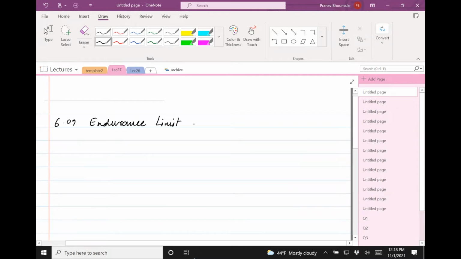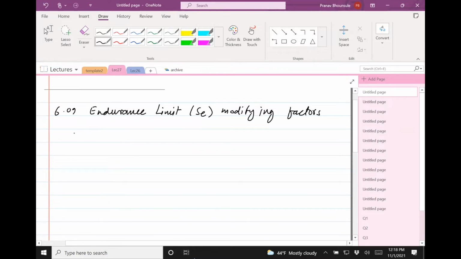Limit, which is SC, modifying factors. Okay, so we have used the notation SE to denote the endurance of the material in machines. That's the specimen which is actually being used in an element, a machine element. So it's manufactured with that element. So that's the SE when that material is tested in the machine.